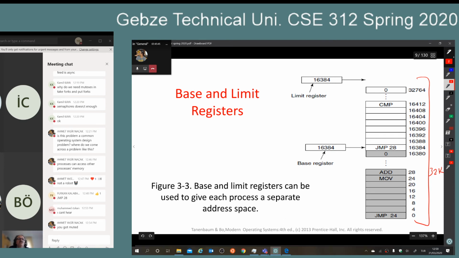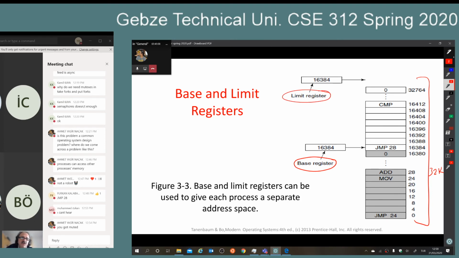Instead of doing static relocation, this is what I do. I have two special registers, the base register and the limit register. These registers are inside the CPU, so the CPU has to support them. Whenever I switch from one process to another, I need to save them, like the program counter and stack pointers, like regular registers.